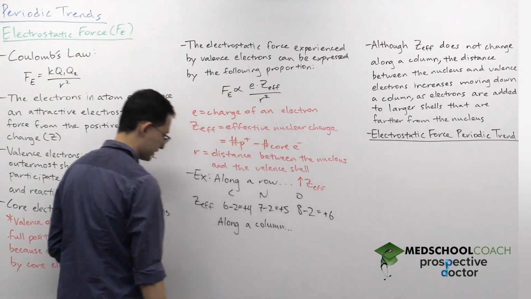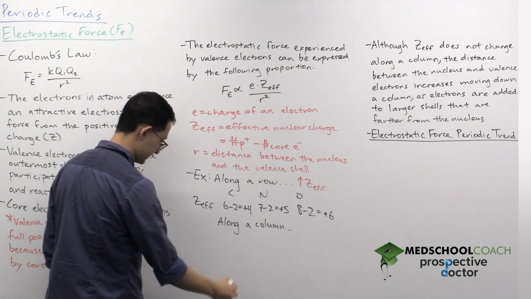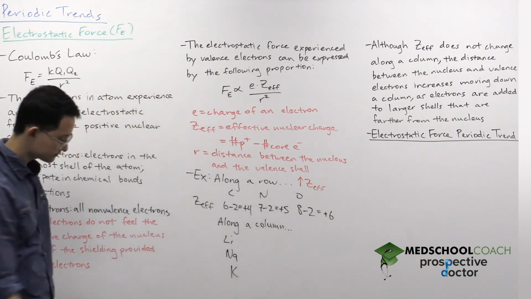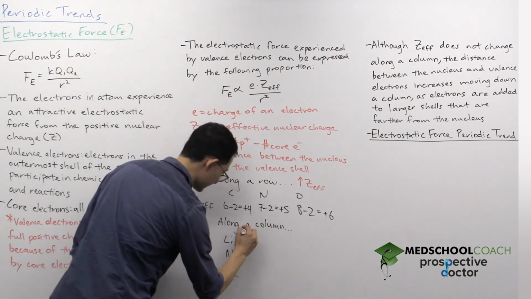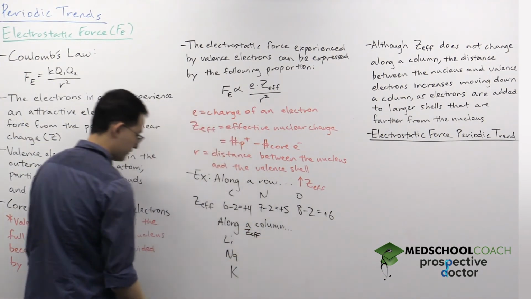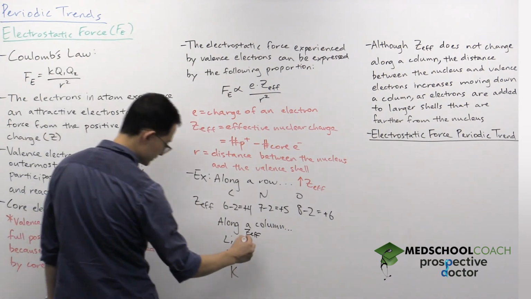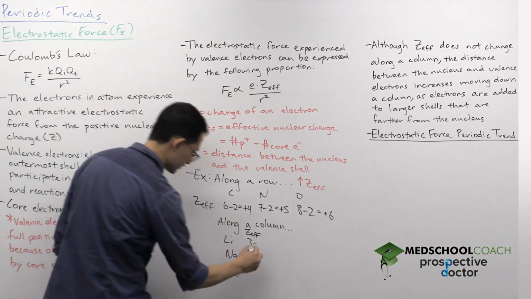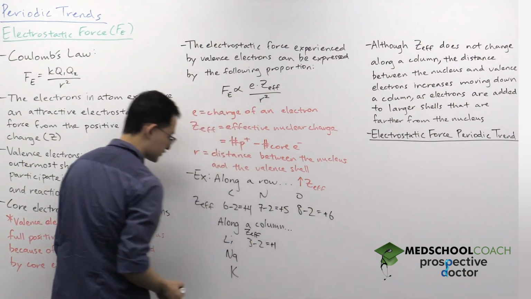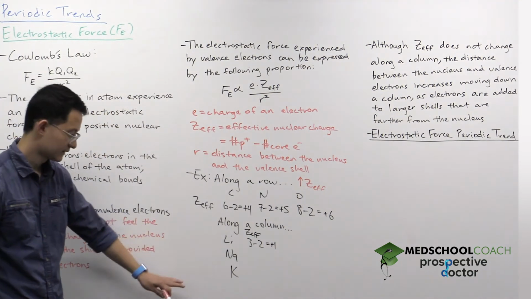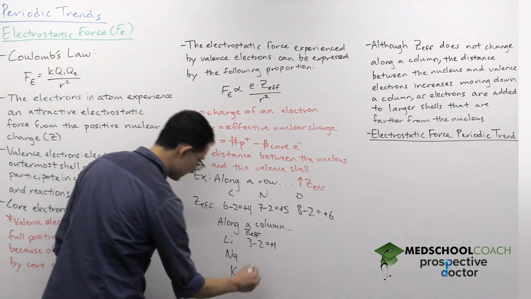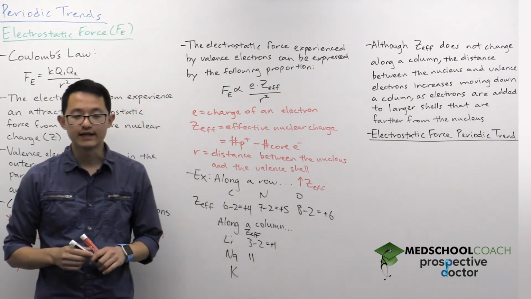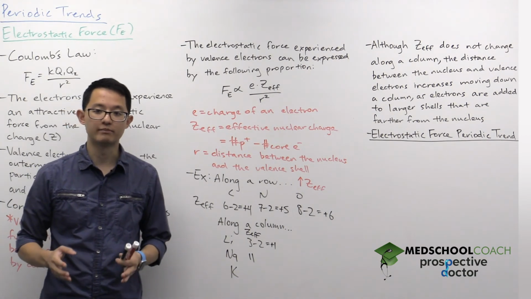So along a column, again, we can look at a few examples. Let's say we look at lithium, sodium, and potassium. Again, just follow our equation to calculate the effective nuclear charge. We can see that lithium is on the second row. It's got 3 protons, and again, it's got 2 core electrons in that first shell, so it has an effective nuclear charge of +1. Sodium is going to be slightly different. Sodium, we can see it has 11 protons by its atomic number. We can see that sodium is located on the third row of the periodic table.